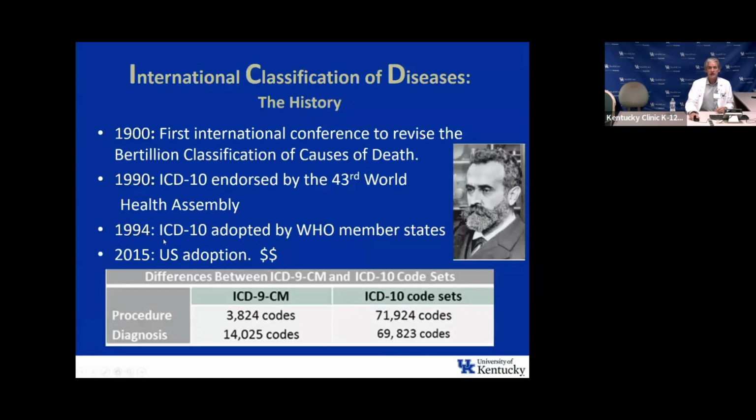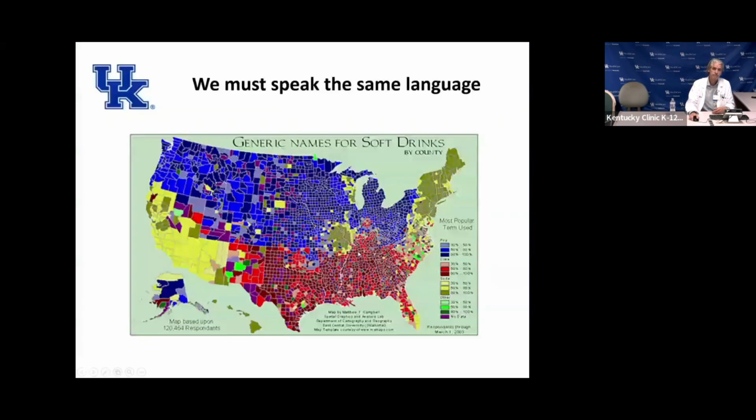So you can see 1990 is when ICD-10 came out and was accepted, endorsed by the World Health Assembly. 1994, the World Health Organization member states adopted it. Took us until 2015. You can see the explosion in codes. Much more robust, much more well-defined database now for us, but we had to determine through experience how to reimburse according to these codes. I assume that's probably a big chunk of why it took so long to adopt it.